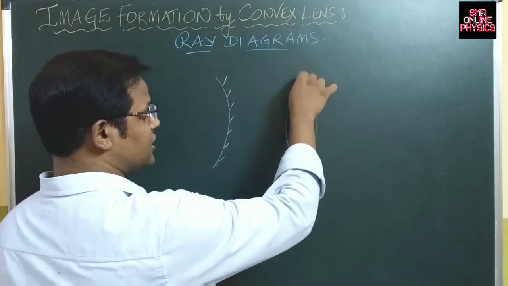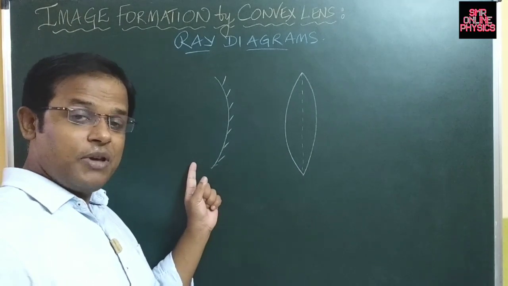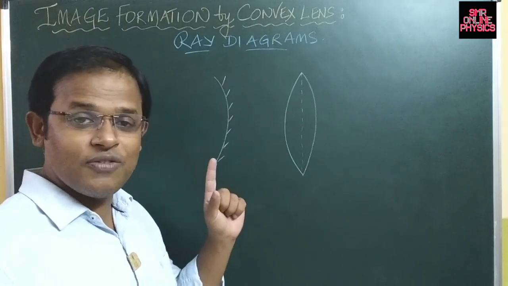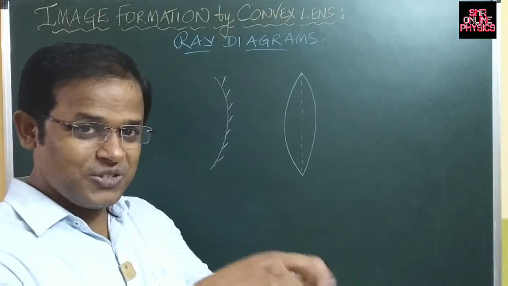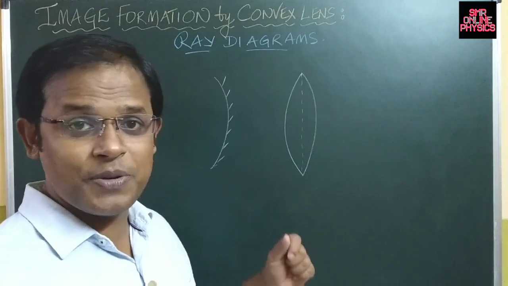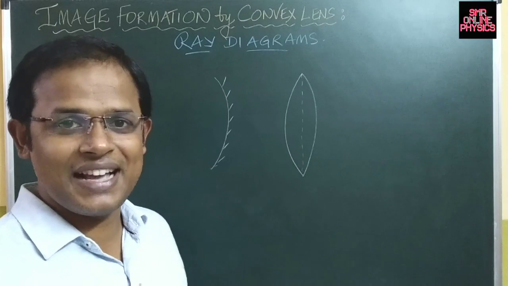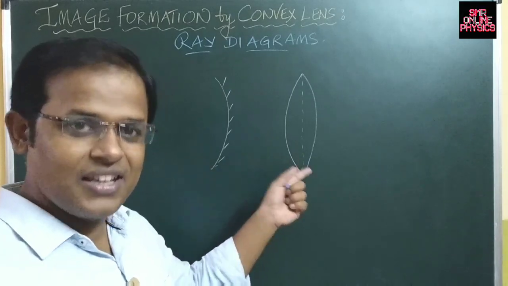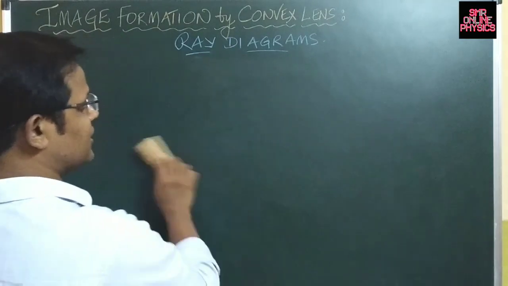First thing to get into your heads very, very clearly: concave mirror's image properties match up with convex lens image properties. Then the remaining two, you got it, the concave lens image properties will match up with convex mirror. As simple as that. This is converging mirror, converging lens. So I hope you got the technique clear.